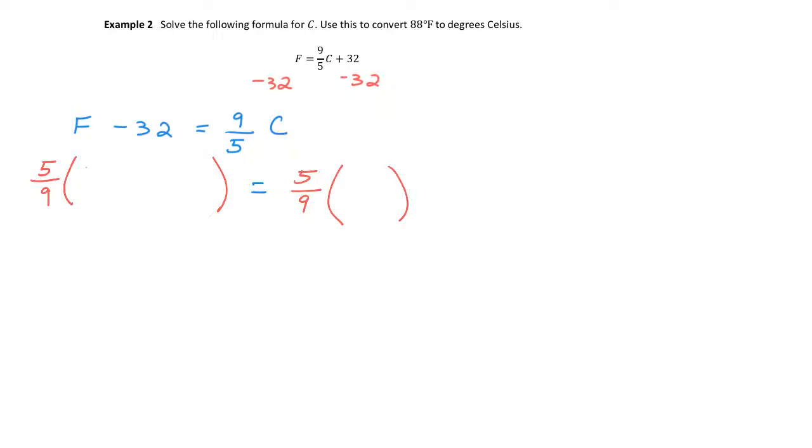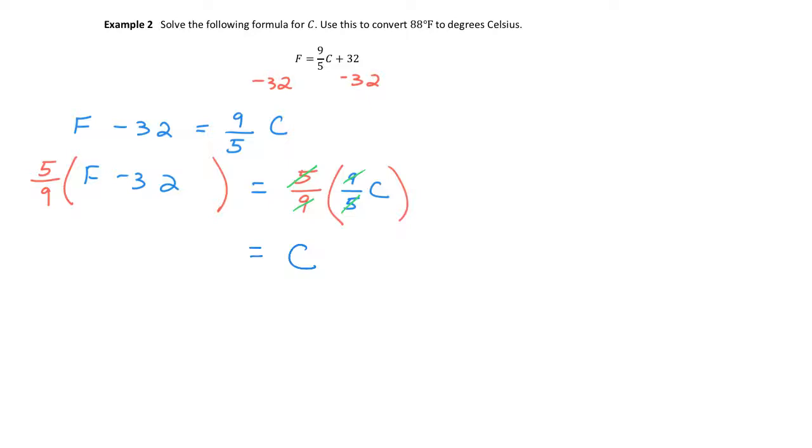On the left, we have 5/9 times F minus 32. And on the right, we have 5/9 times 9/5 C. So if you're trying to get rid of a fraction, you can multiply both sides by its reciprocal. This is because on the right side of your equation, in this case, the 5's cancel, the 9's cancel, those are all just 1's, meaning the variable that's left over is C.